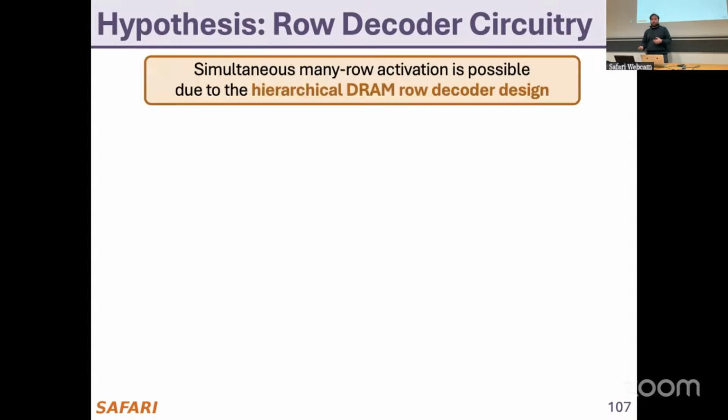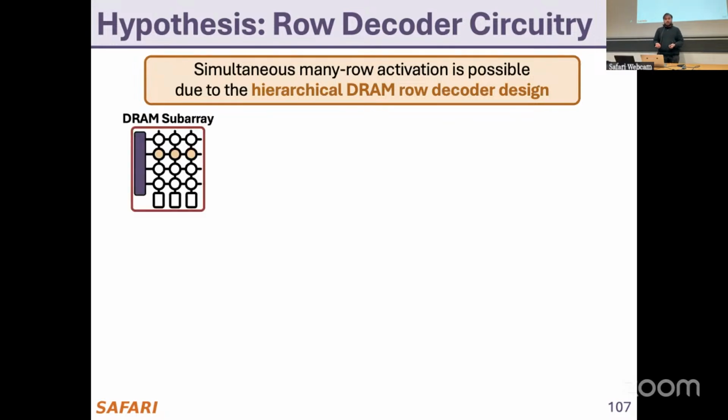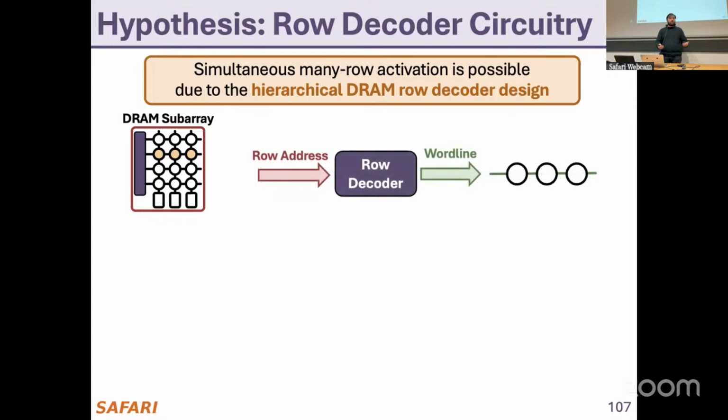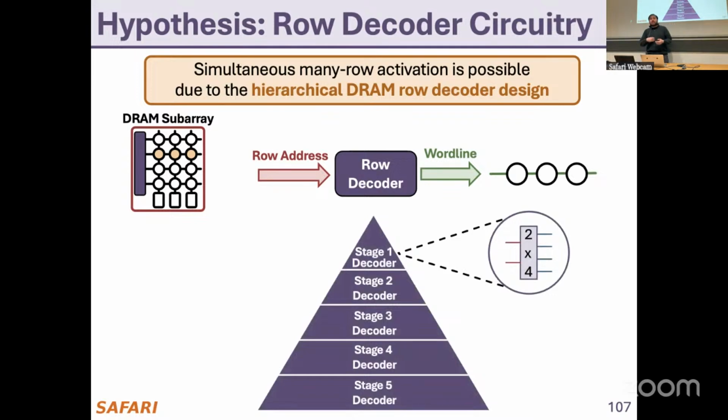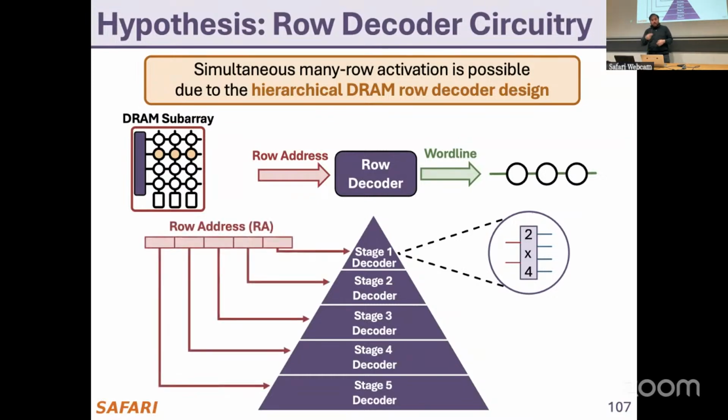Why this happens, we have a hypothesis. It's because of the row decoder circuitry. Simultaneous many-row activation is possible due to the hierarchical design of the row decoder circuitry. We have the DRAM subarray, and in the DRAM subarray, we have a row decoder. What the row decoder does is get the row address, decode it, and assert the corresponding word line. But to do it very quickly, we have multiple stages of decoders so that we assert many signals in parallel, and hopefully one of them corresponds to that word line. We process row addresses for each decoder stage in parallel at the same time to make it fast, basically.